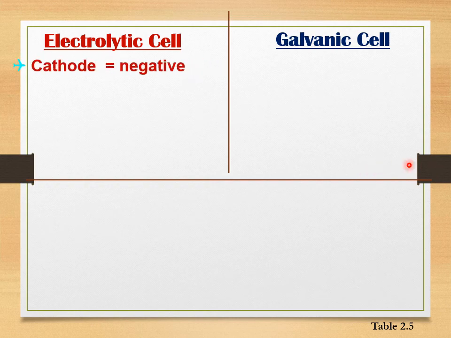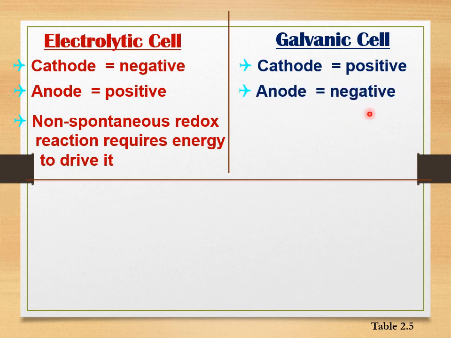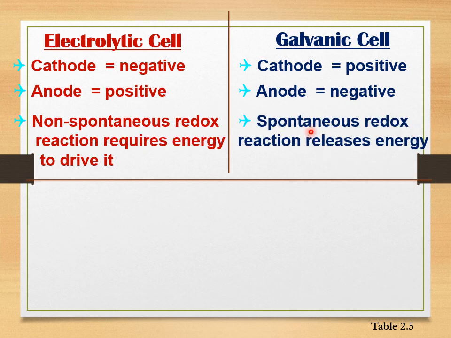What are the similarities and the difference between electrolytic cell and galvanic cell? So in electrolytic cell, the cathode is negative terminal, the anode is positive terminal. Non-spontaneous redox reaction requires energy to drive it, i.e., we use battery. For galvanic cell, cathode is positive terminal, anode is negative terminal, and the spontaneous redox reaction will release electrical energy through the wires, which will be detected by a voltmeter.